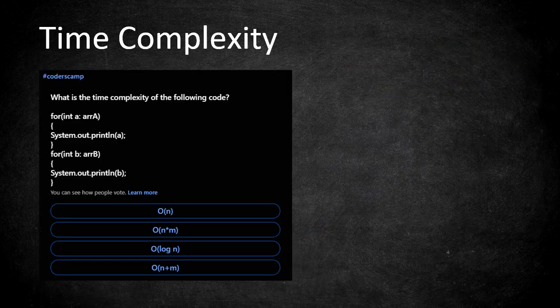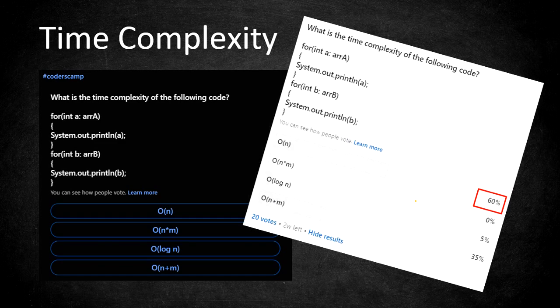Before moving to other big O notations, here is the poll I posted on my Coders Camp Facebook page as well as on my LinkedIn, asking to compute the time complexity for the following code snippet. Unfortunately, most of you answered it wrong. But congratulations to those 35% who answered it right. And the answer is big O of n plus n.